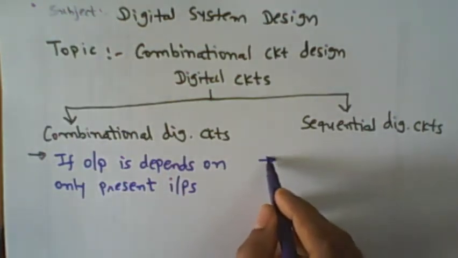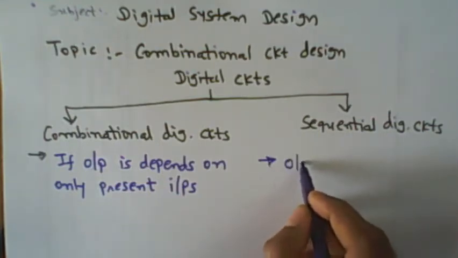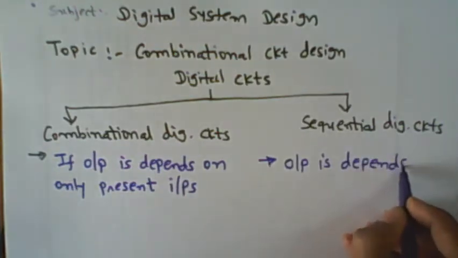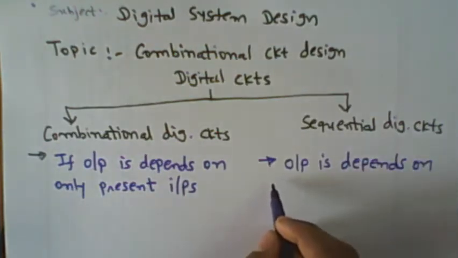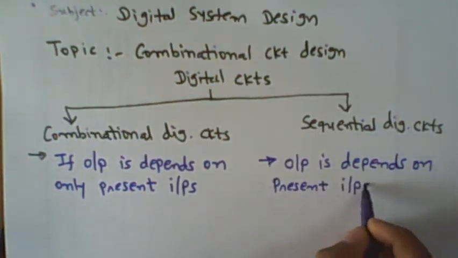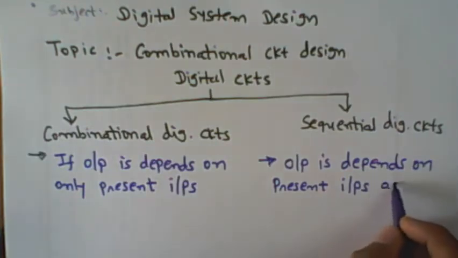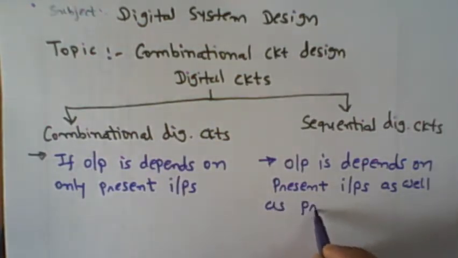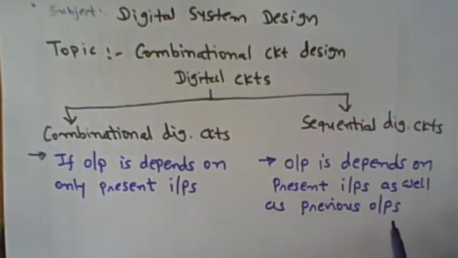In a sequential digital circuit, the present output depends on present inputs as well as previous outputs or previous states. Such a circuit is called a sequential digital circuit.